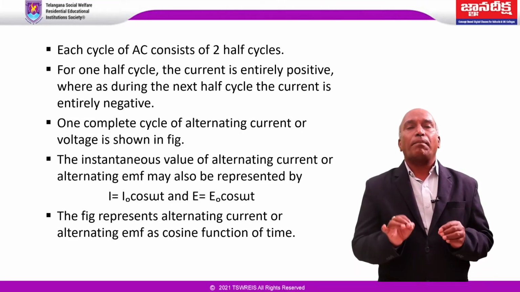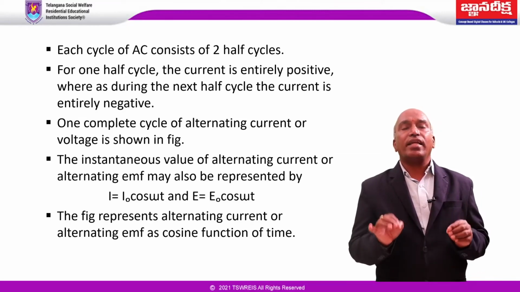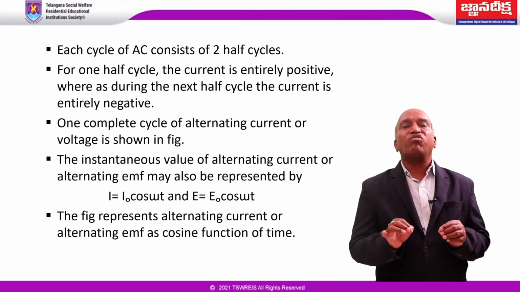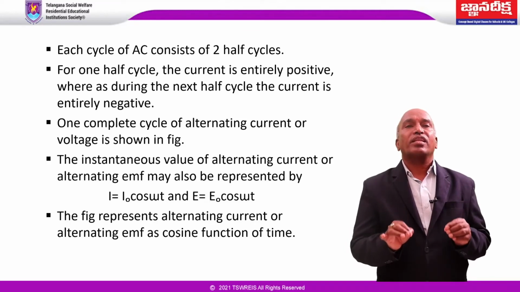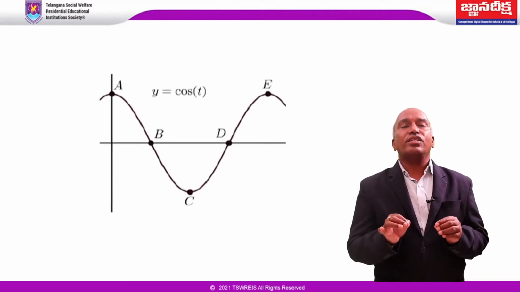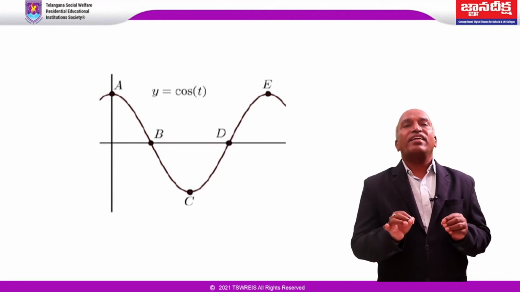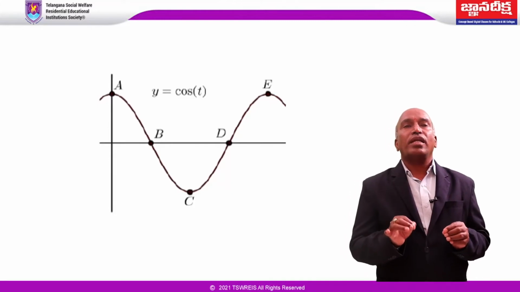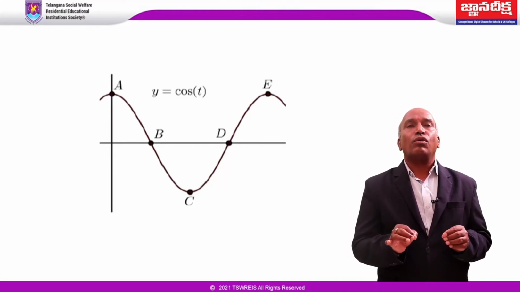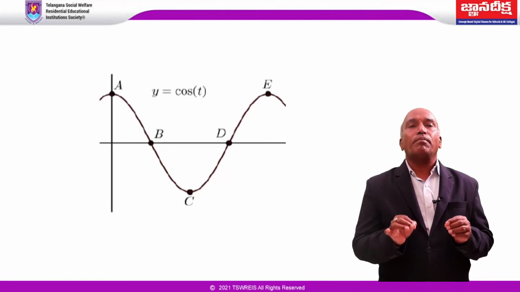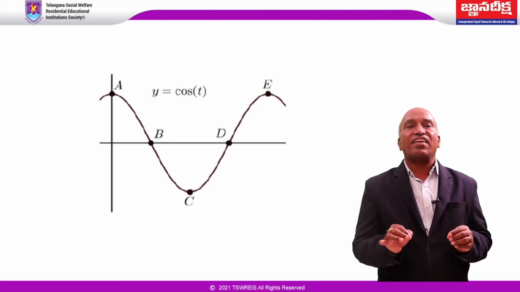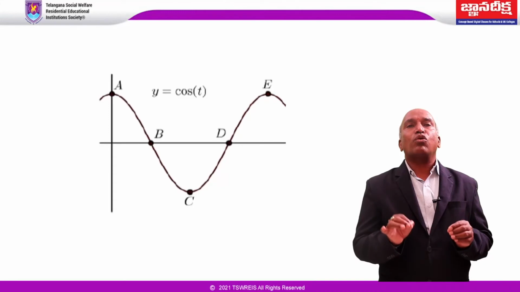The figure represents alternating current or alternating EMF as a cosine function of time. In this figure, at t equal to 0, EMF is maximum. At t equal to T by 4, EMF will become 0. At t equal to 3T by 4, EMF will become maximum in the opposite direction. This picture indicates EMF as a cosine function.